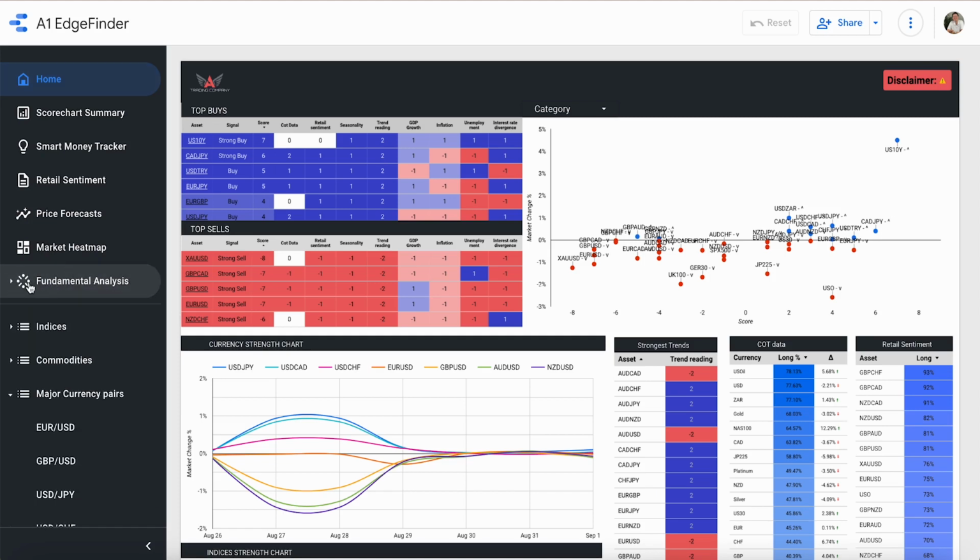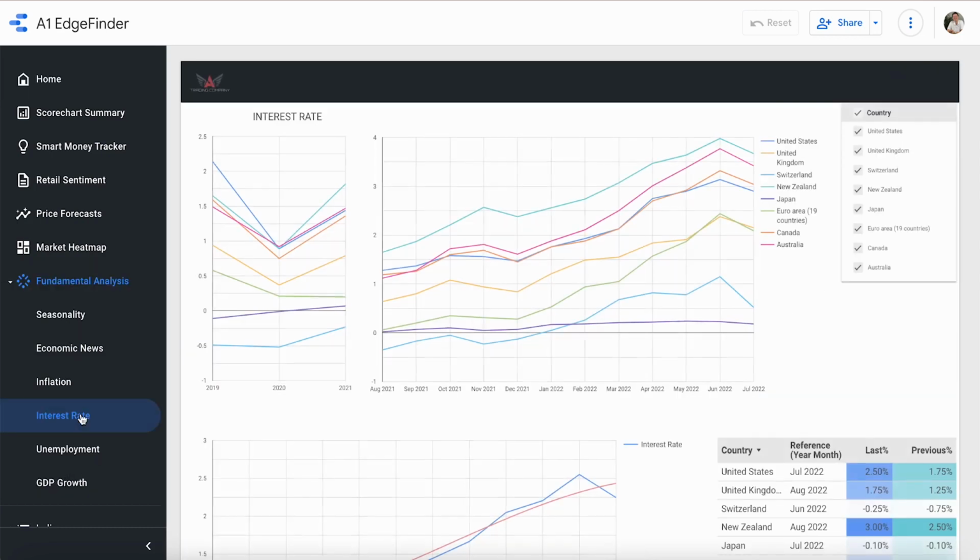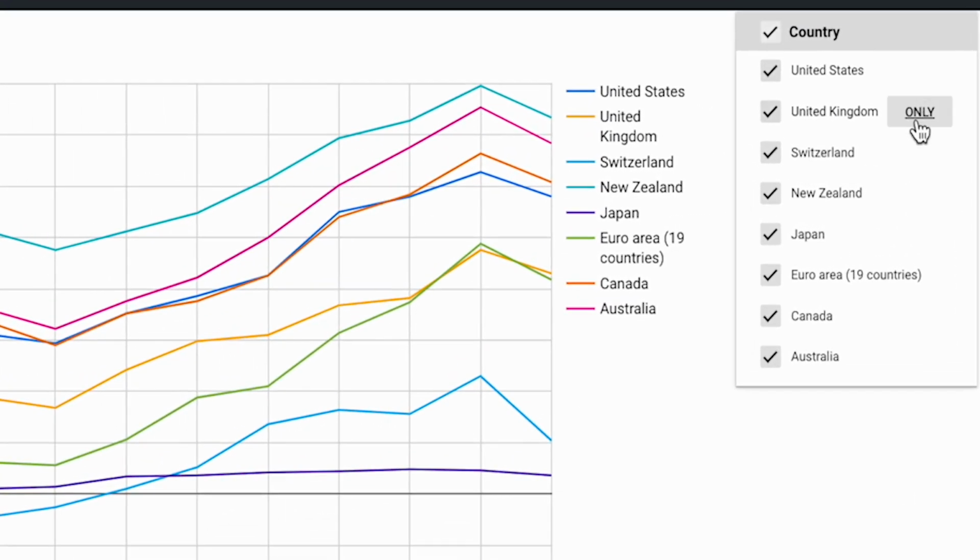So here on the left side under fundamental analysis, we have all these different areas right here, and you can see that we have interest rates. If we click on that, we get taken to the interest rate page. And here we can see a couple things. One, the first thing that we see here is the interest rate for the previous year. So we have all of our countries listed right here: United States, United Kingdom, Switzerland, New Zealand, Japan, the Euro area, Canada, and Australia.